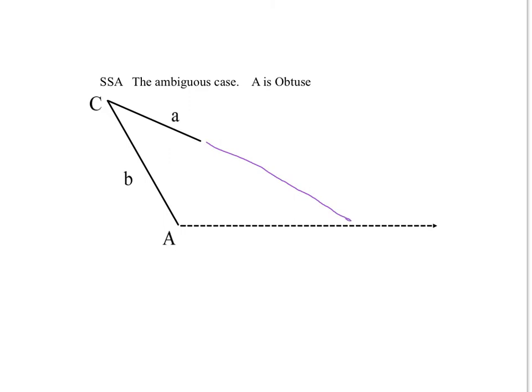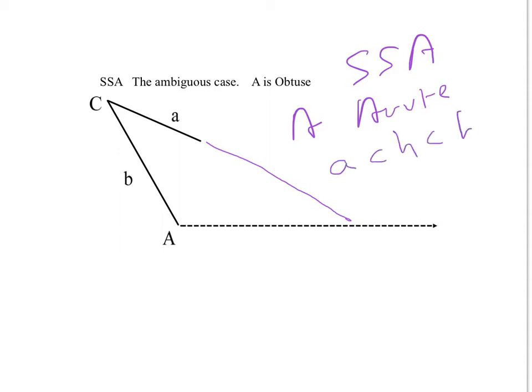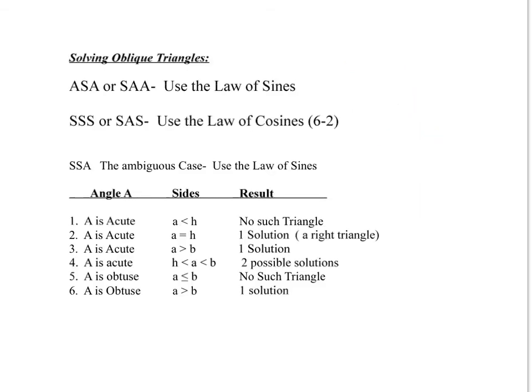So the ambiguous case works out to be ambiguous when SSA, where A is acute and little a is greater than h and less than little b. Every other case we either had none or we have one. So here's your chart once again. I just ran that through with you right now, right? So you saw all this stuff. The only time there are two answers is if A is an acute angle and h is less than a is less than b.